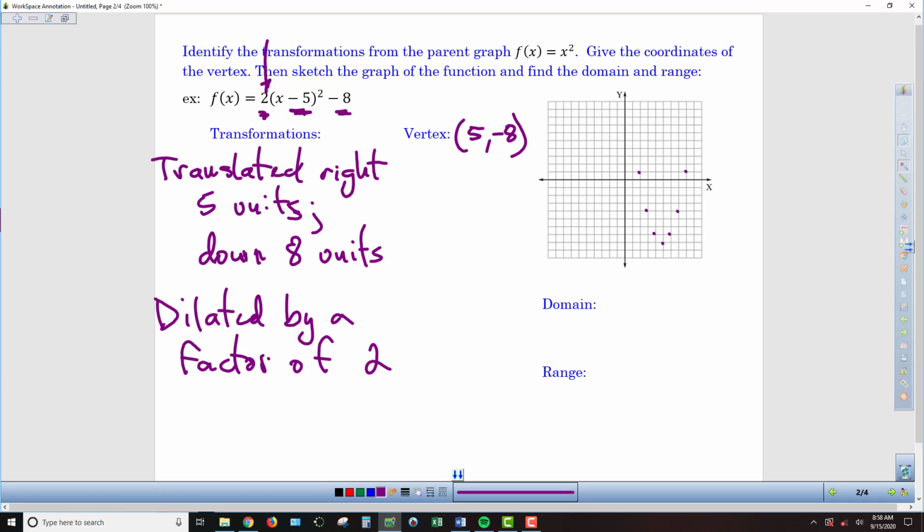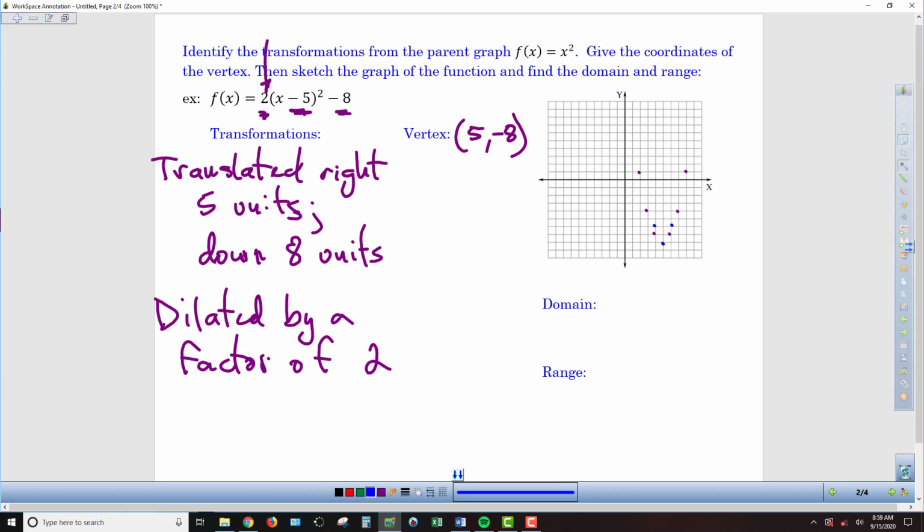So instead of going to the right and left 1 and up 1, we're still going to go left and right 1, but now we're going to double that and go up 2. So we have our vertex down here. We're going to go left and right 1, but because of that dilation factor, we're going to go up twice as far. So we're going up 2 instead of just 1.